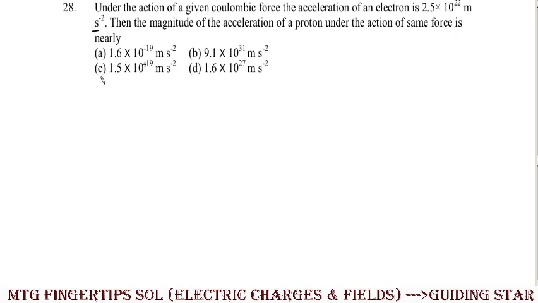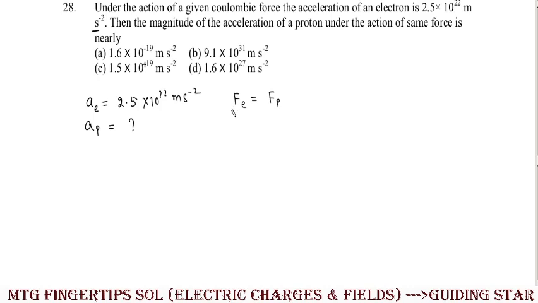So here it is saying that due to a given Coulombic force, the acceleration of the electron is 2.5 into 10 to the power 22 meter per second square. And it is asking what the acceleration of the proton will be if the magnitude of force acting upon both objects is the same. That means the force acting on the electron will be the same as the force acting on the proton.